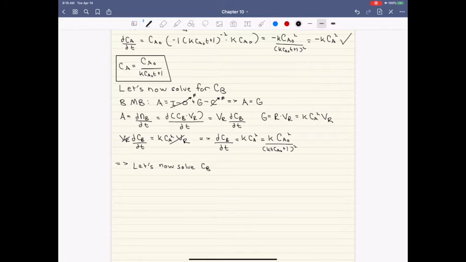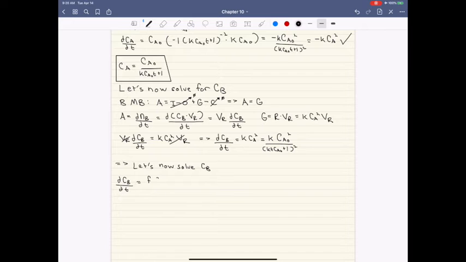Now the differential equation we need to solve here is a bit more intimidating than what we solved for concentration A. But regardless, we could still use the same separable equation solution strategy that we have been using up till now, right? Because this equation here is still separable, all right?